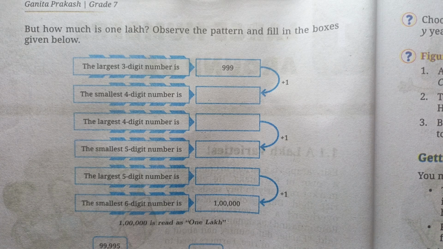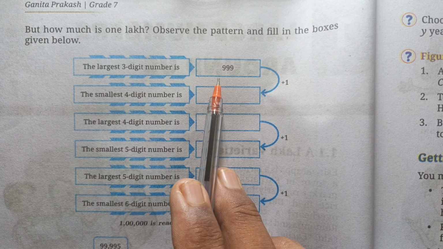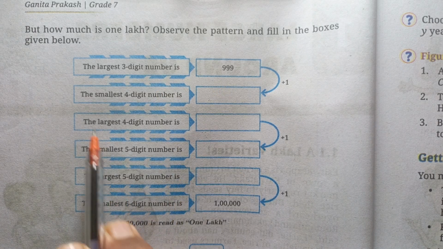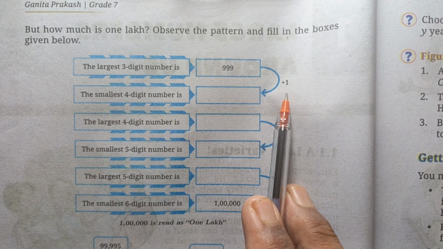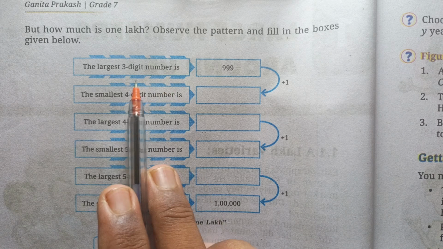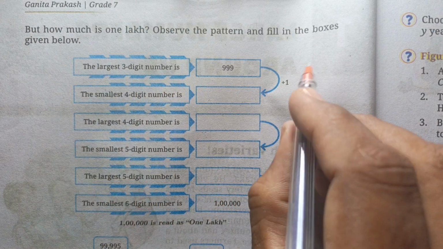On page number 2 they have given questions like this. The largest 3 digit number is, already they gave 999. Next question, the smallest 4 digit number we can obtain if you add plus 1 to the largest 3 digit number, that is 999 plus 1.